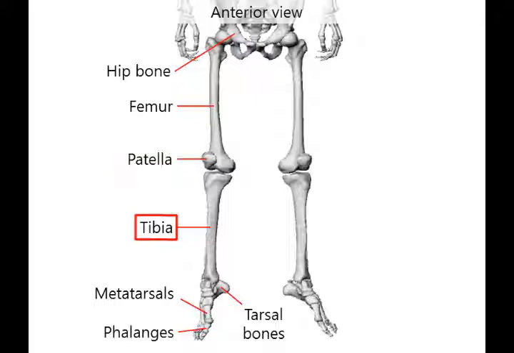The tibia is connected to 7 tarsal bones at the ankle joint. The tarsal bones are connected to 5 metatarsal bones, and the metatarsal bones are connected to the phalanges. Don't the bones in the arms and legs look very similar?